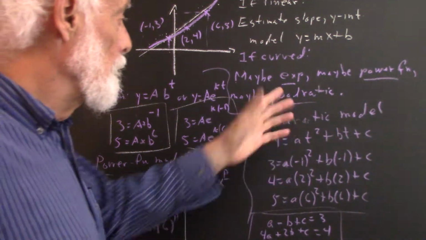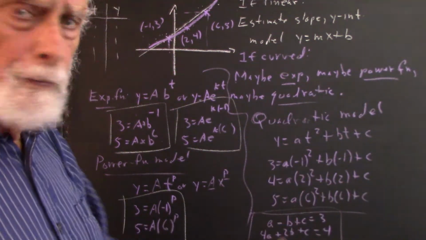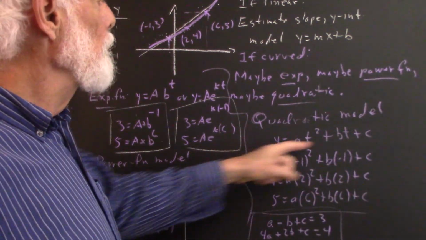Okay, a quadratic model. Well, that's pretty straightforward. You need 3 points.